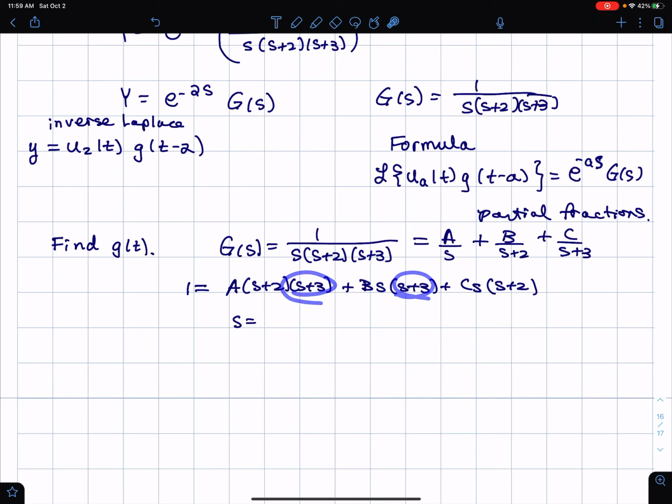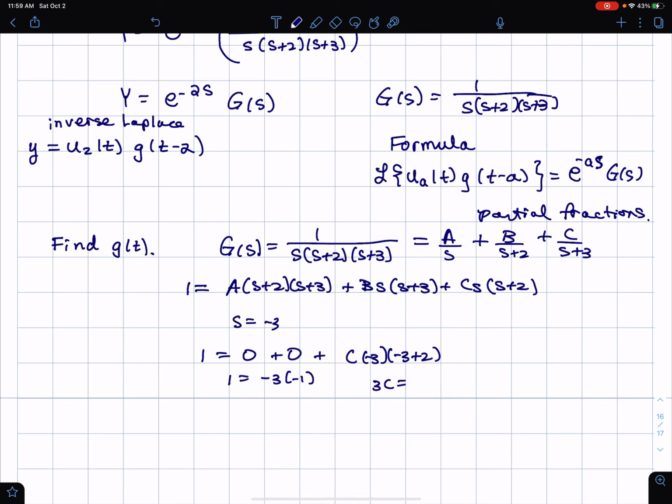So say I put in, just the first thing I saw there, for whatever reason, -3. So 1 is going to equal 0 plus 0 plus c times (-3 plus 2). See, putting in -3 will kill the s plus 3 term, and that's why I put -3. So 1 is equal to -3 times -1, so 3c is equal to 1.